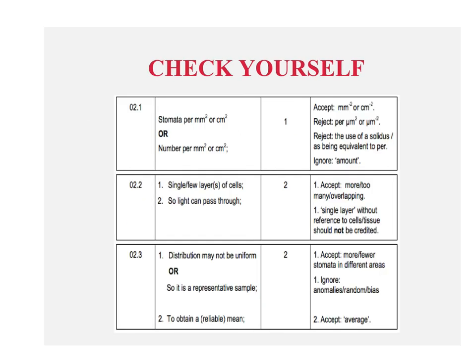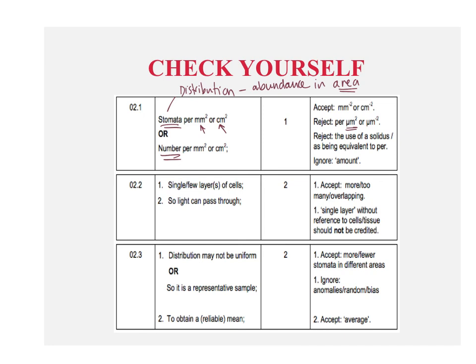So the first question was looking at the distribution. Distribution is not the same as abundance. Distribution is to do with the abundance in an area. And you have to be able to give what you're looking for, so the abundance of the thing, so you could have said number of stomata, and then the area that you're looking at, so per millimetre squared or per centimetre squared. But notice in the mark scheme it says reject per micrometre squared. We're not looking that small.